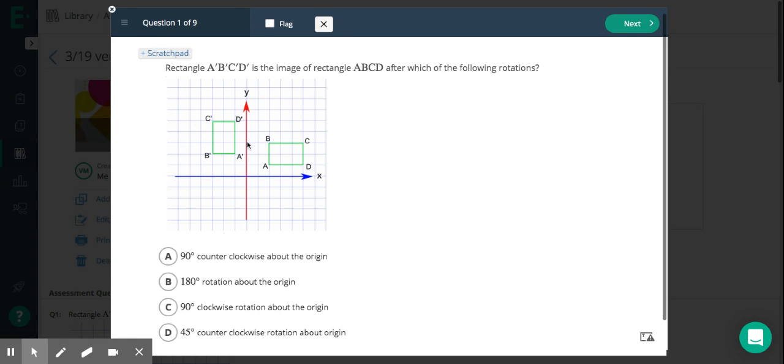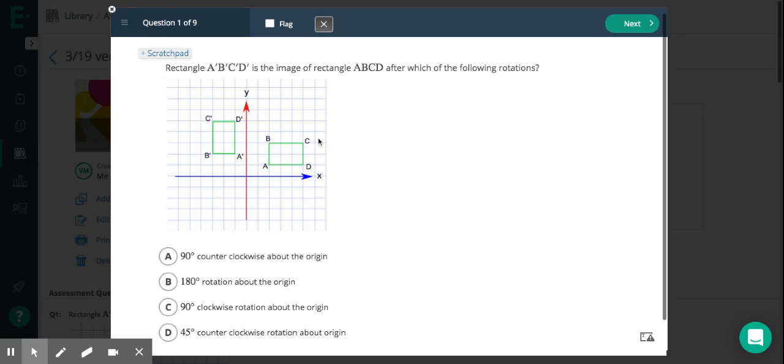So the first question was: rectangle A prime, B prime, C prime, D prime is the image of the rectangle A, B, C, D after which of the following rotations. When you take a look at it here, this is our original image, and then here's our rotated image. What kind of movement was done? Well, let's see if we can X out or eliminate some of these answer choices.